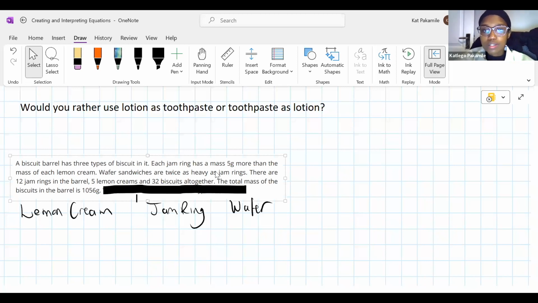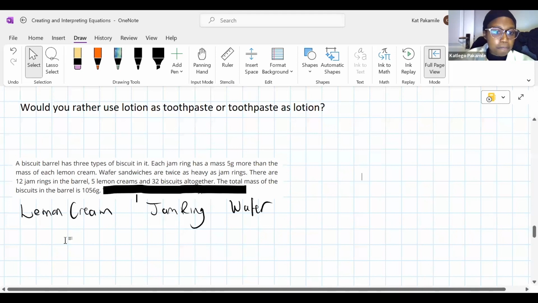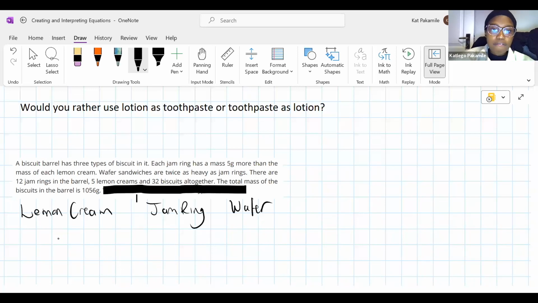Nobody's doing this with me. Okay, let me show you guys. Fatima, you were saying something? No? Okay. So let's start here. It says each jam ring has a mass of 5 grams more than the mass of each lemon cream. What does more than mean?